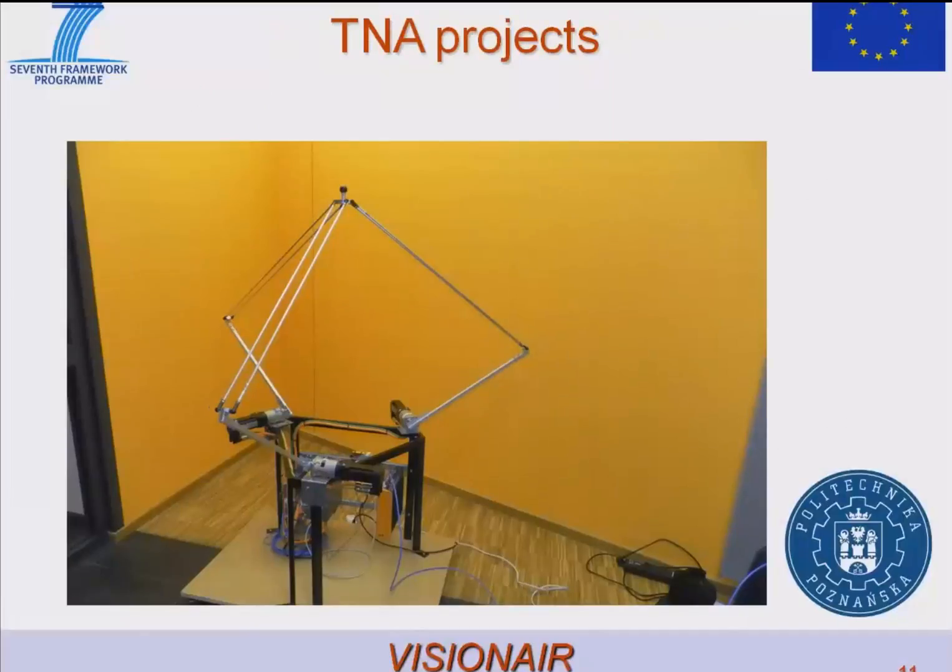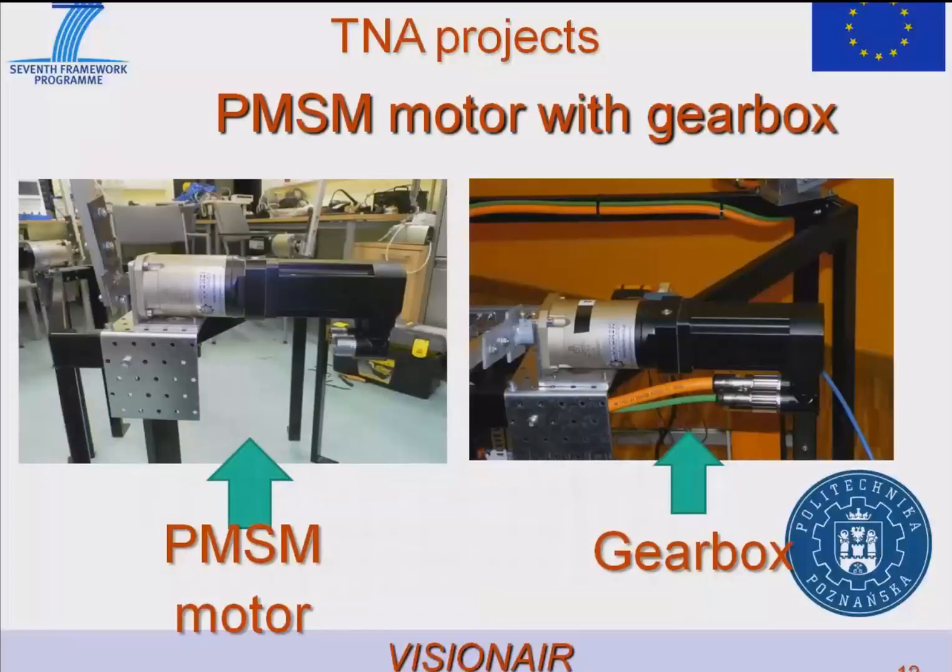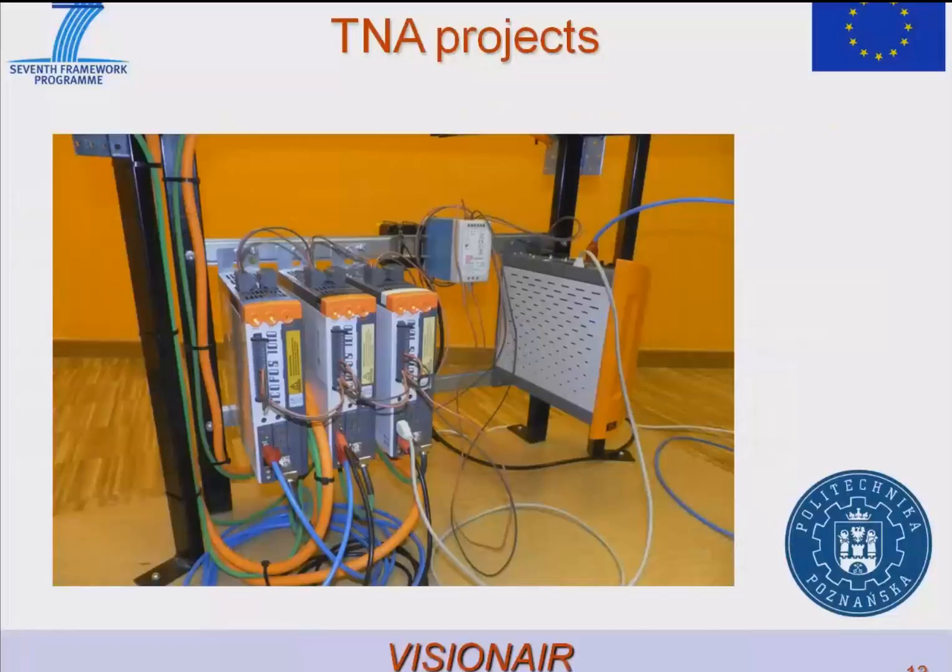The idea behind this project is to prepare the mathematical model of the real robot and the real object which we have in our laboratory, and which we also prepared for the Visionair project. And this manipulator, the Delta manipulator, looks like this. We have some view of the PMSM motor which was used in this robot, and the gearbox. Now we can see the control system. So we have that's our computer and the servo inverters, which were used to control and position each of the motors.